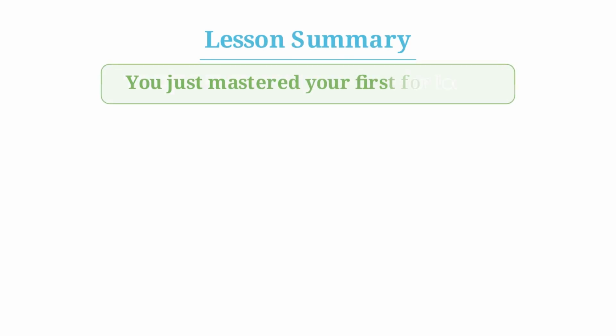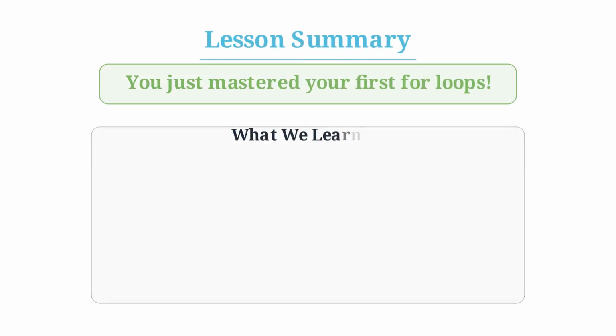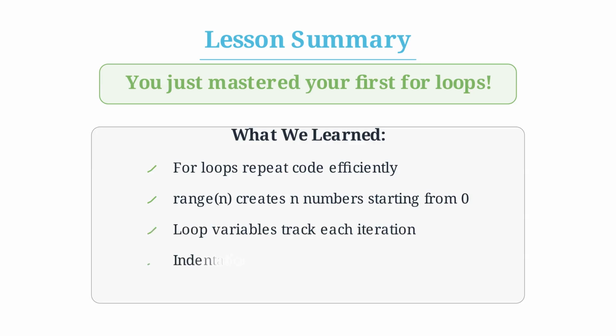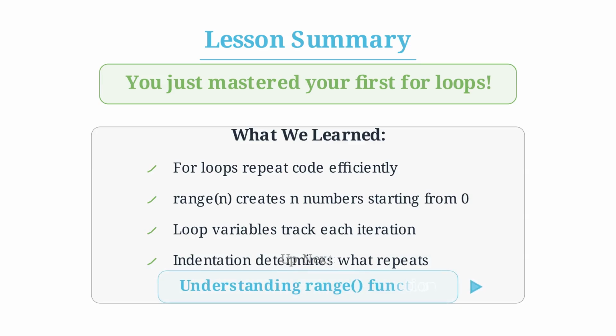Amazing work! We've learned that for loops repeat code efficiently, range creates number sequences starting from 0, loop variables track each iteration, and indentation determines what repeats. You just mastered your first for loop.